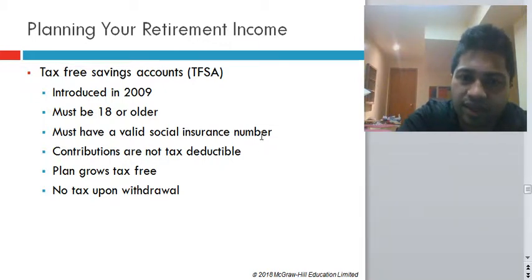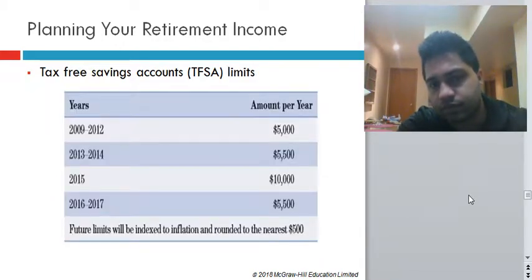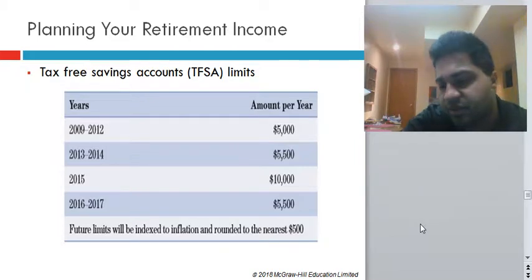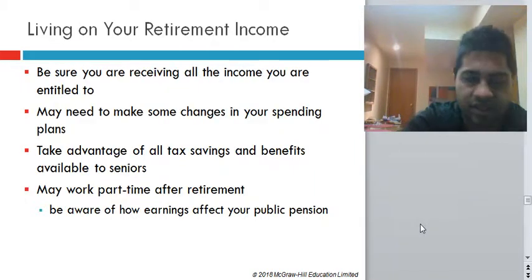Contributions are not tax deductible. The plan grows tax free. No tax upon withdrawal. There are limits on how much you can invest each year. The current limit is 5,500, and it is indexed to inflation.